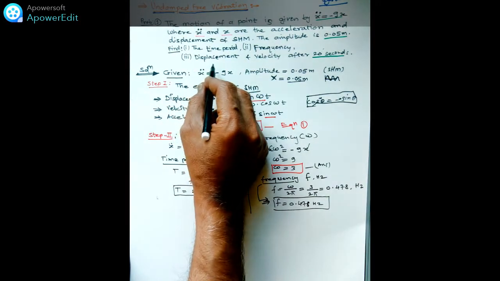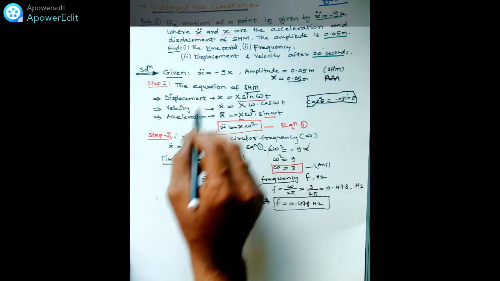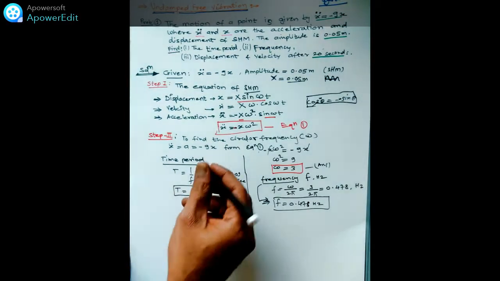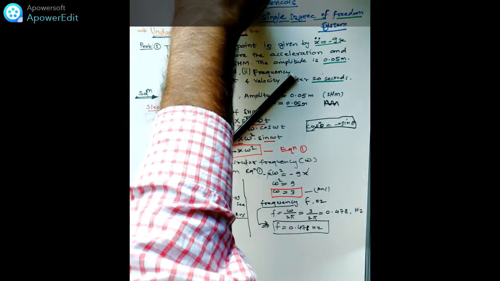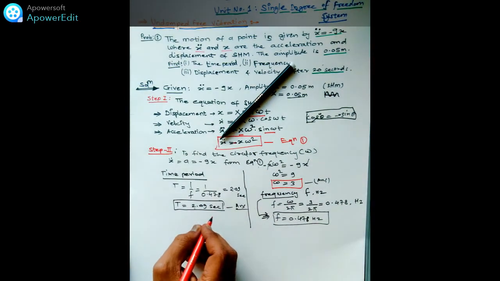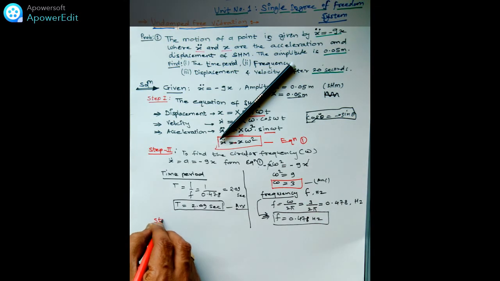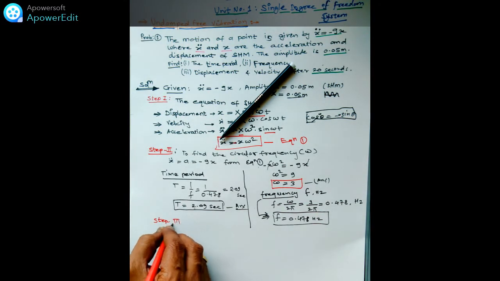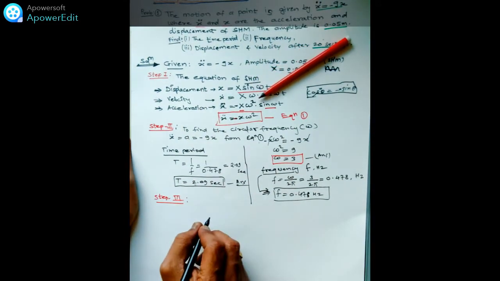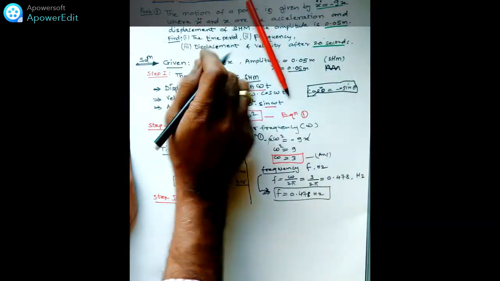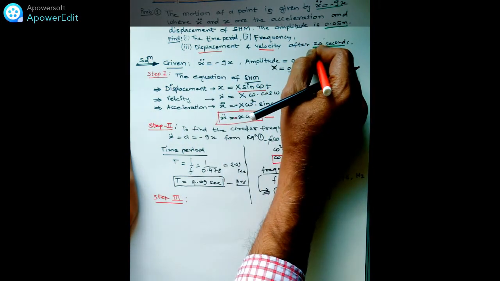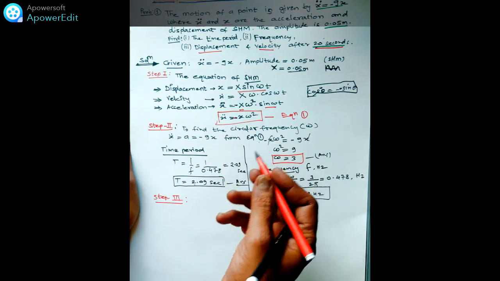Lastly, we have to find out the displacement and velocity after 20 seconds. How to find out? We can find it by using step 3. In this step, what do we have to find out? See here, the displacement and velocity after 20 seconds.